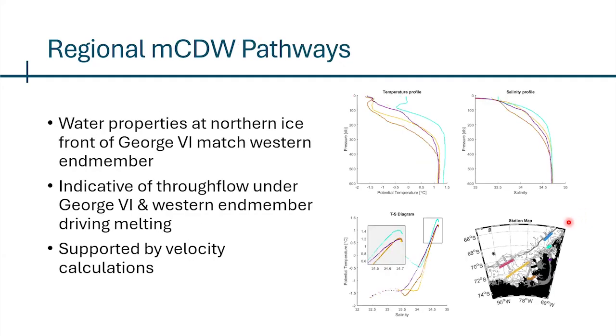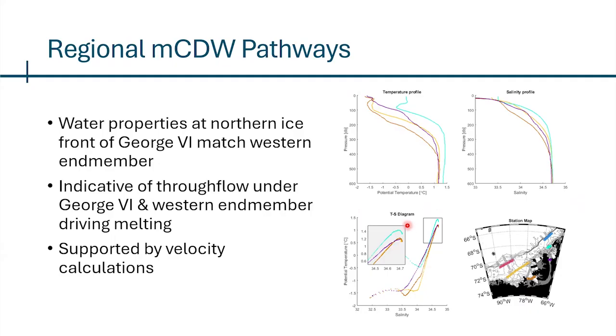So I've now removed some of the shelf break profiles and plotted up ice front ones instead. We've got an orange one here from Ronnie Entrance, which is at the southern end of George VI ice shelf, and this purple profile is right at the northern ice front of George VI ice shelf. And what you might notice is that the water at the northern end of George VI ice shelf looks a lot more similar to the western water column than the eastern water column.